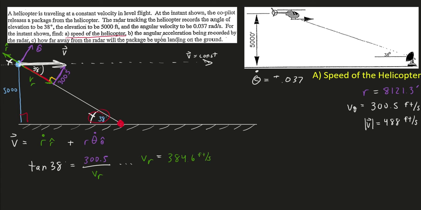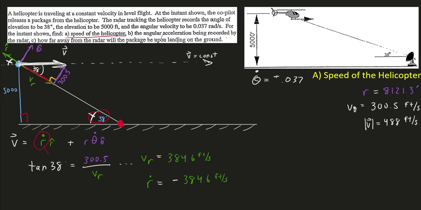384.6 feet per second. Now this is where we have to be really, really careful. VR is equal to r dot. But as I'm working through this problem, I'm not forgetting to break down these symbols. What do these symbols really mean? How is my r changing with time? Well, I know my r is decreasing with time. So r dot is really equal to negative 384.6 feet per second.